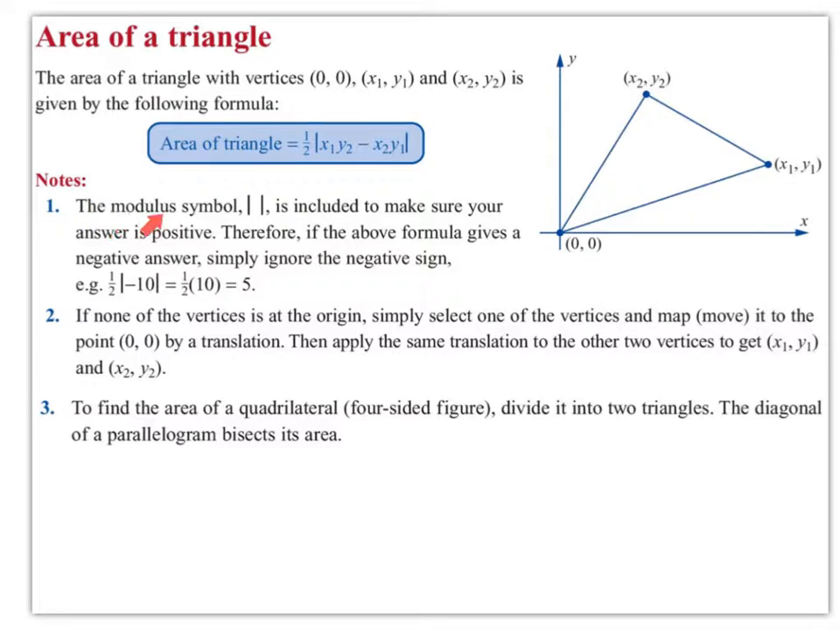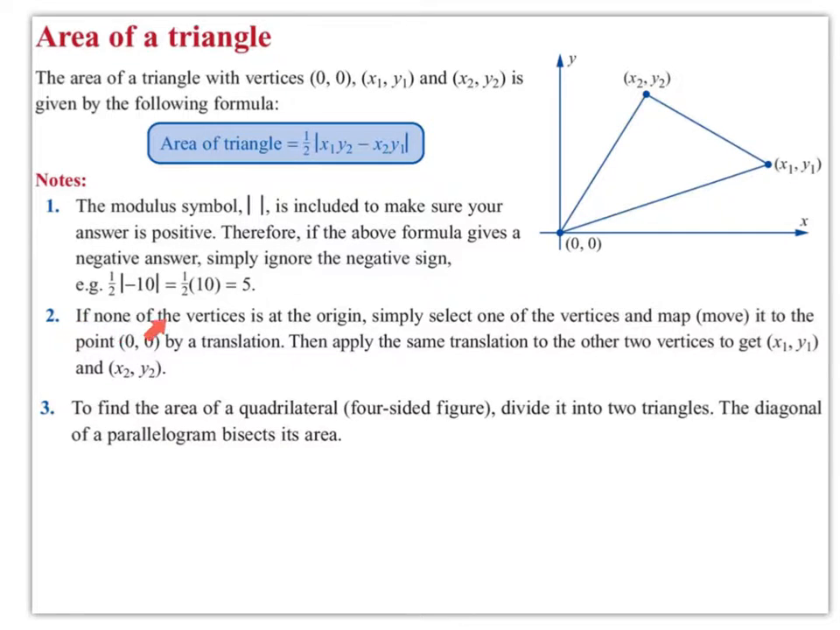Notes, number 1. The modulus symbol, so these two lines, is included to make sure your answer is positive. These lines represent modulus, they also represent length or distance, and we can never have a negative length or distance. Therefore, if the above formula gives a negative answer, simply ignore the negative sign. So for example, half times the modulus of -10 is equal to half times positive 10, which is 5. And this makes sense because we can never have a negative area. The area of this triangle must be positive.